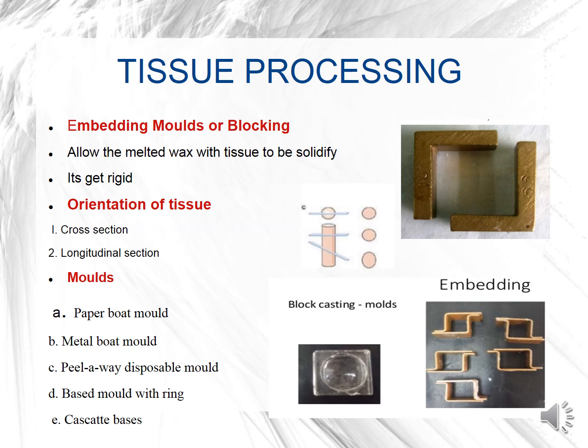Next is the orientation of tissue. Depending upon the sections we have to cut, either cross sections or longitudinal sections, the orientation of the tissue depends upon this. The molds: we can even make molds in the lab with the help of paper board or metal board. We can also do it in a small petri dish or base mold with a ring or cassette form, whichever is easily available.